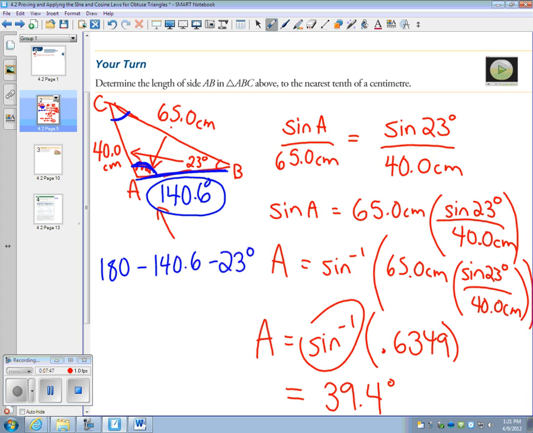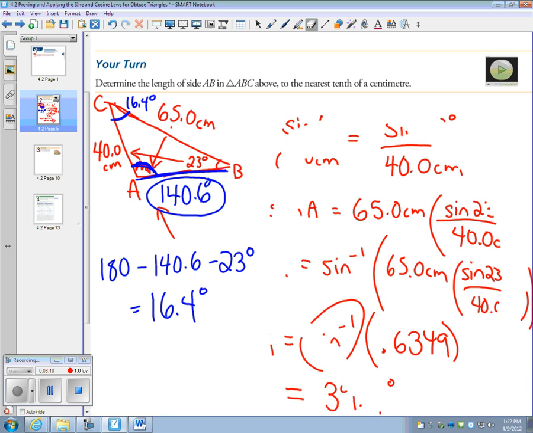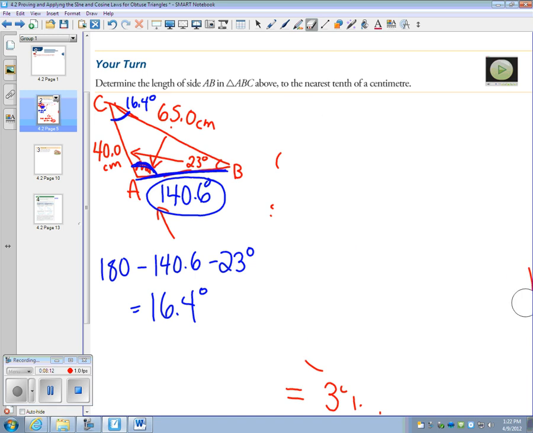I can get out my calculator. I can do that. And I will do that if I can find my calculator. And I get 16.4. Okay, so I have 16.4 degrees here. And now I can use the sine law to solve this. Okay, so I'm going to set it up. I'm going to use the numbers I was given. I'm going to say the sine of 23.